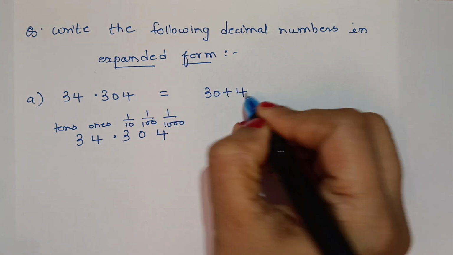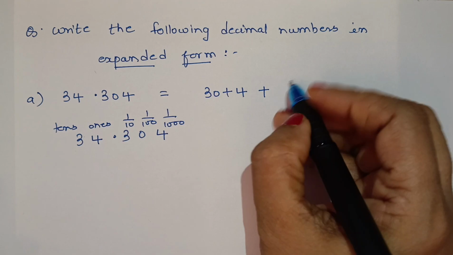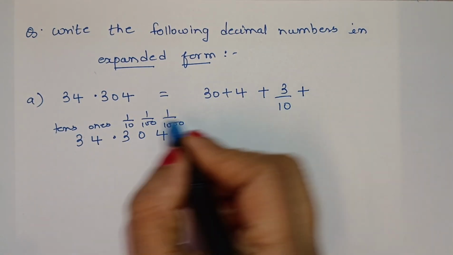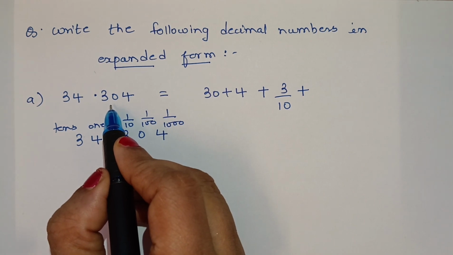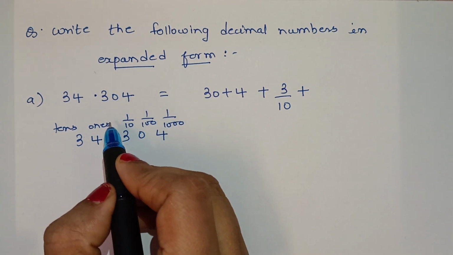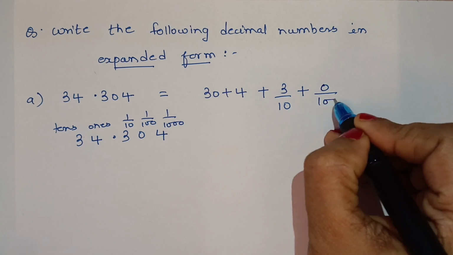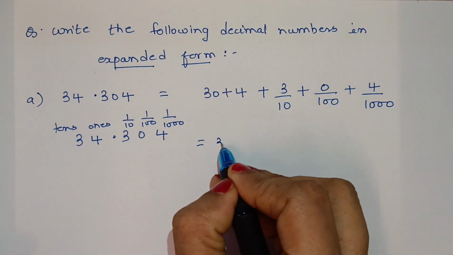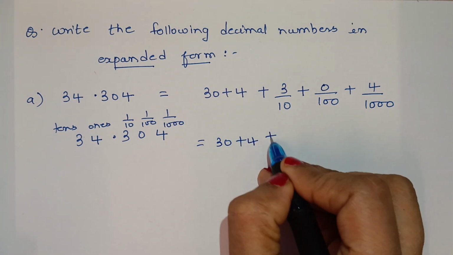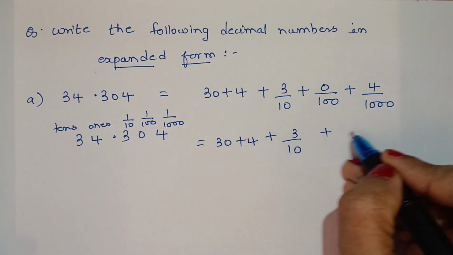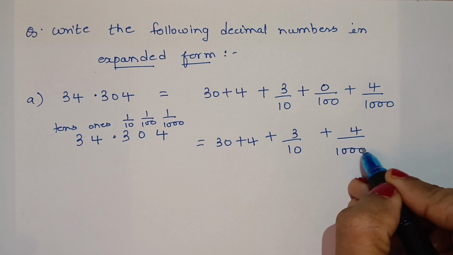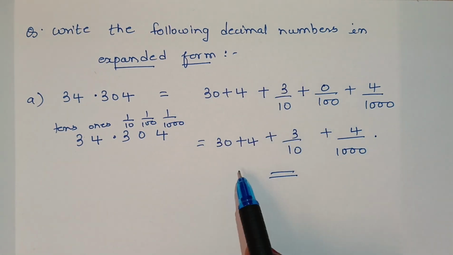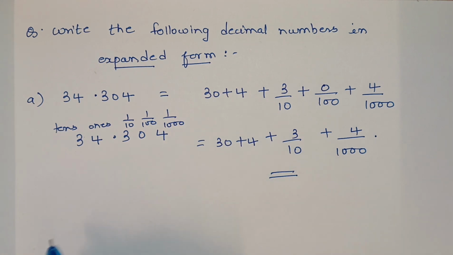30 plus 4 plus 3 by 10. Why? Because this is the 10th place. Plus, if you want you can discard this 0. It is read as what? 0 by 100. 0 by 100 is 0. 4 by 1000. So your final answer is 30 plus 4 plus 3 by 10 plus 4 by 1000. So in this way you can convert the decimal number into expanded form.